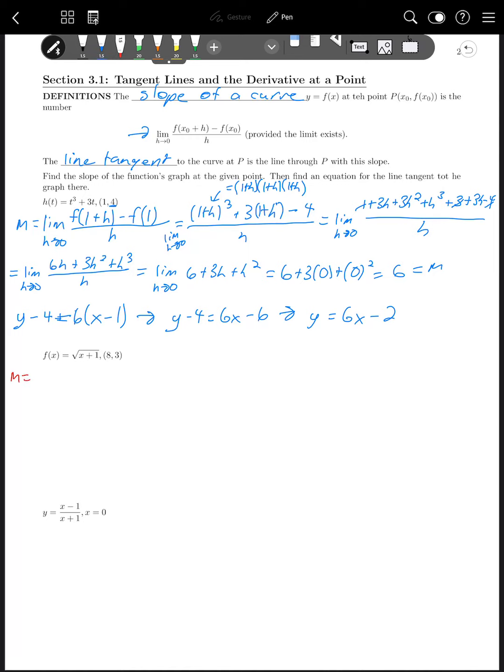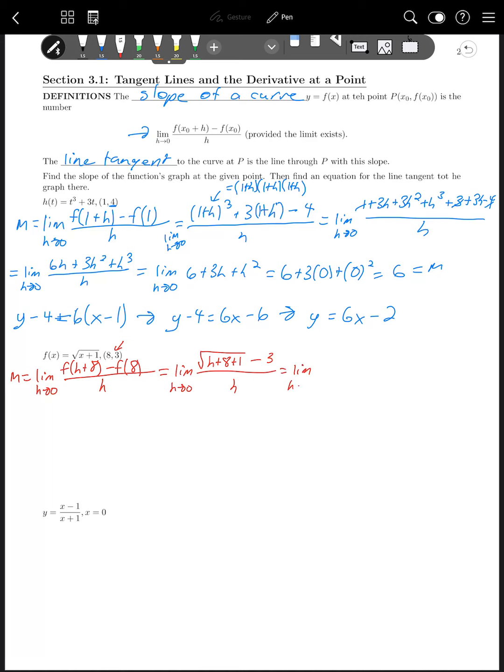So we've got our slope is going to be the limit as h approaches 0 of, in this case, f of h plus 8 minus f of 8 over h. Plug h plus 8 and 8 into the function, and you get the limit as h approaches 0 of the square root of h plus 8 plus 1 minus f of 8, which is 3, over h. And remember that f of 8 is 3 comes from right here, right? Because when 8 is plugged into the function, we get 3 out because that's our ordered pair. Okay, and now we can do some simplification.